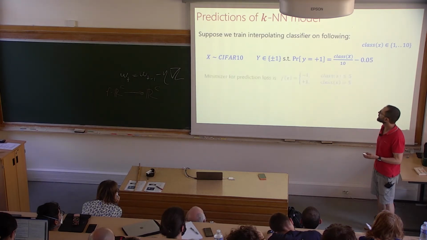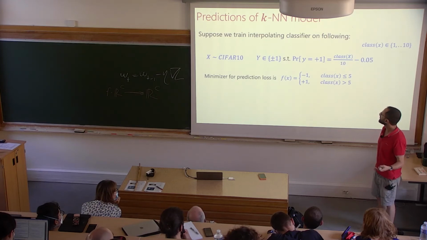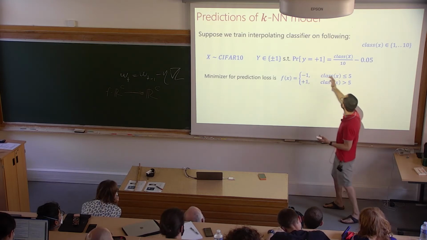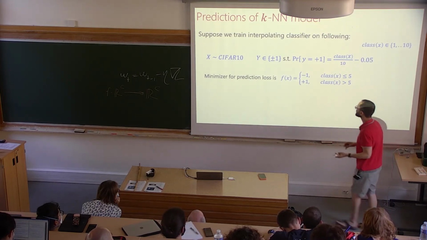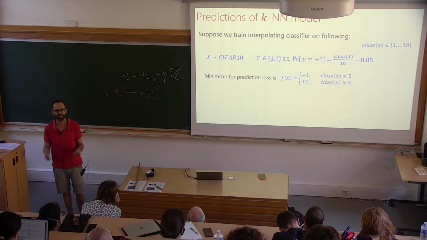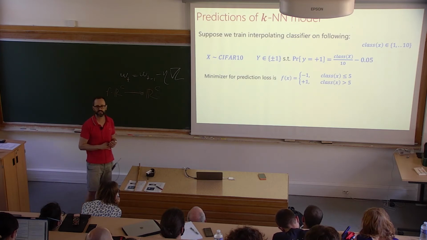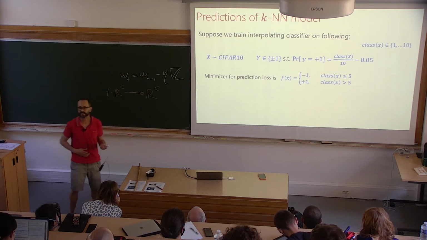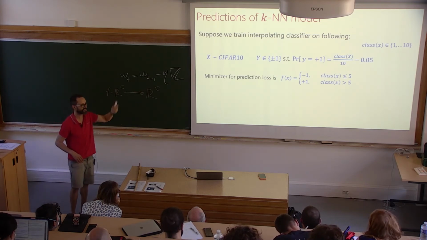If you are trying to minimize the prediction loss on the population, the right thing to do is for F of X to be plus 1 if the class is larger than 5, and minus 1 if it's at most 5. For the first 5 classes it should output minus 1, and for the other 5 classes it should output plus 1. That would minimize the population loss, because everything else would in expectation be worse. If you're going to get scored on an event that has 80% probability of being plus 1, your best guess is to say plus 1.